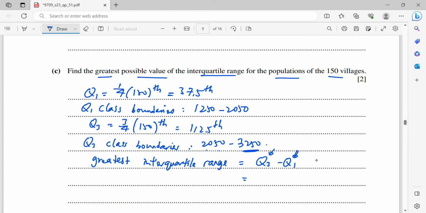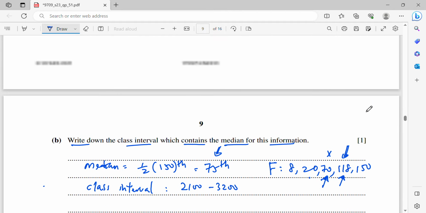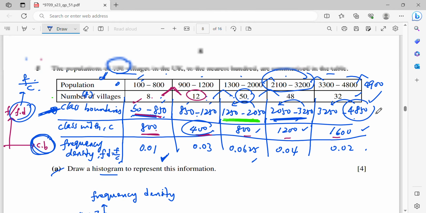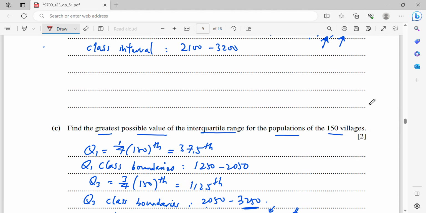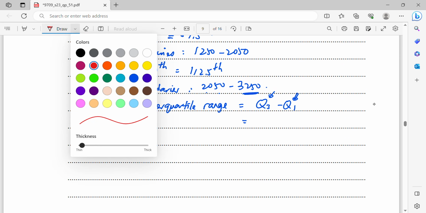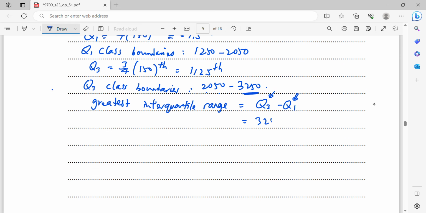Now, I cannot take 3250, because when you look at the class boundaries here, if you take exactly 3250, I can say that it is in the next class already, in the last class. But now I'm sure that Q3 is in the fourth class. So I have to take slightly less than 3250, which is 3249. So here I will write 3249 minus the Q1. Q1 is 1250 to 2050.